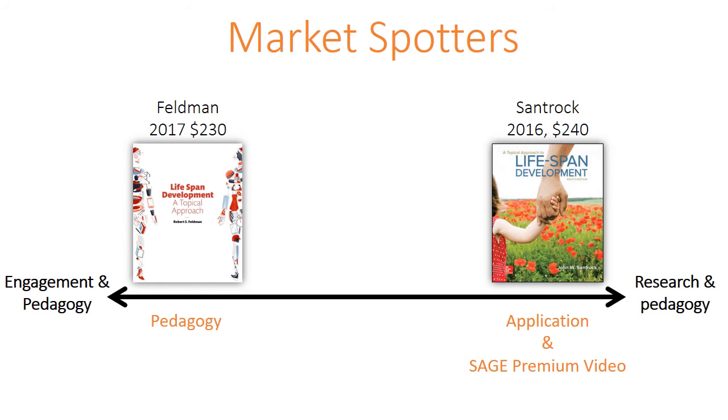Feldman is the number 2 book in the market. It's a lower level book used at many 2 year schools. Kuther's meaningful pedagogy and ability to engage students will be a strong selling feature with Feldman users.